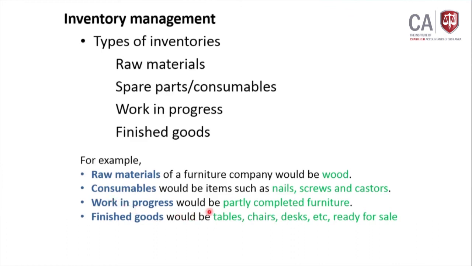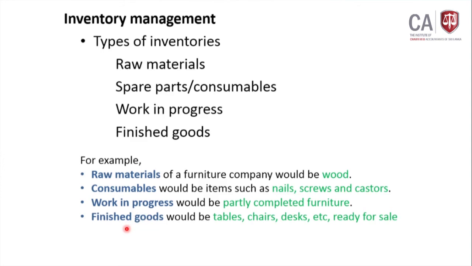Work in progress would be partly completed finished goods. Let's say you are developing a car: the engine was developed, the body was developed and fixed, but you don't have batteries and you don't have tires. Then it is work in progress, because the product is not finished, it is partly completed. As an example, furniture without legs is partly completed furniture, which is work in progress.